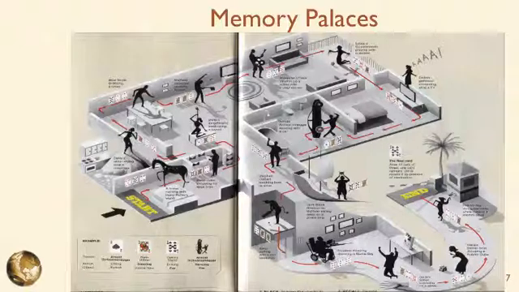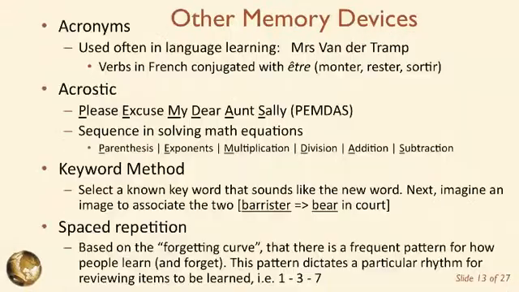Now, this is a very strange kind of image, but what's been discovered in terms of mnemonic devices is the stranger the combination, the easier it is to remember. And so this is a technique that has been used going back to the ancient Greeks. There are lots of other memory devices that are out there, some that are used in language learning. If you learn French, you probably learned Mrs. Van der Tramp. Each letter in her name stands for a different verb that is conjugated with the verb être. Monter, rester, sortir, the first three, and then the others.